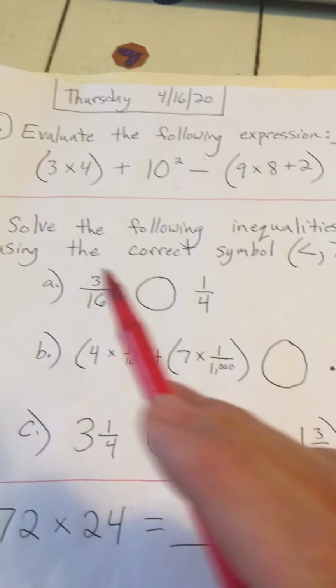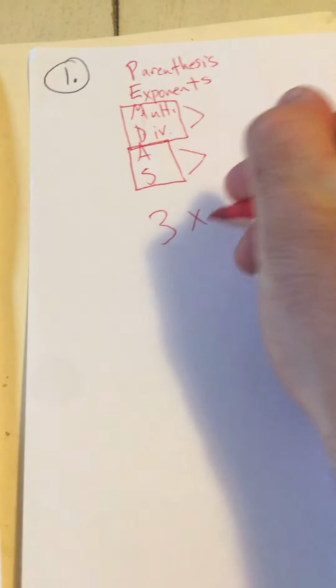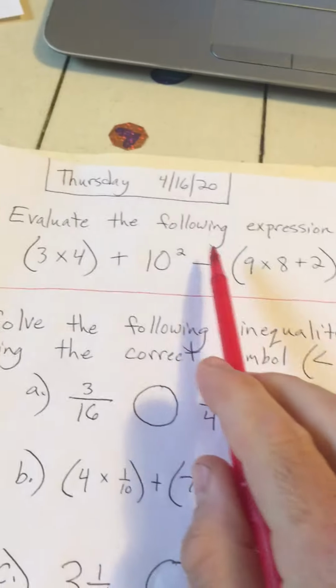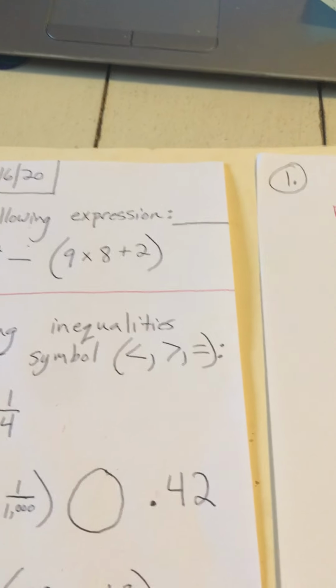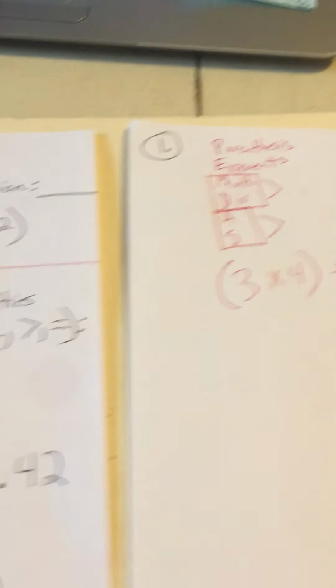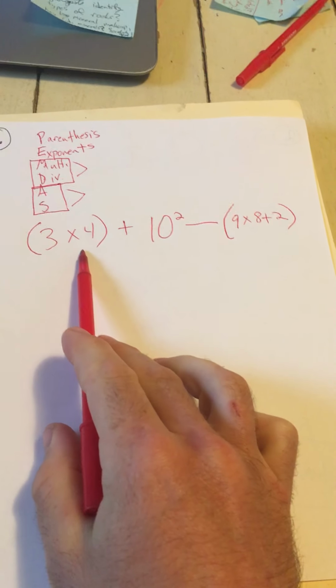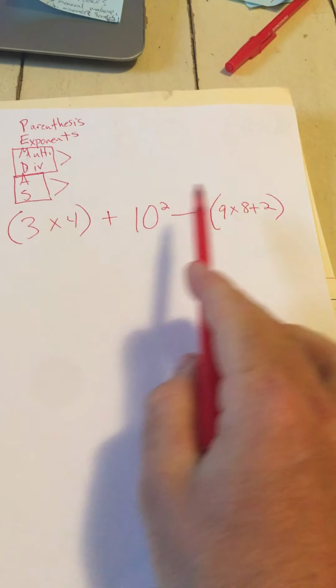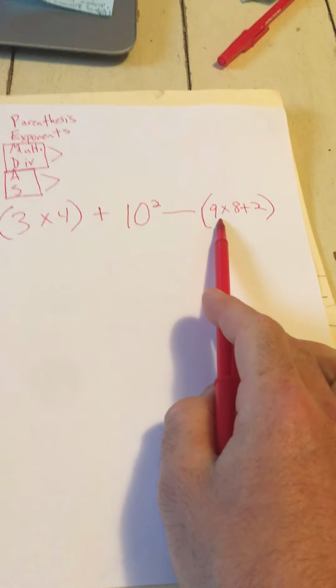Okay. So I'm going to rewrite this whole problem over here. 3 times 4 in parentheses, plus 10 to the second power, that's an exponent, minus 9 times 8 plus 2 in parentheses. So just check carefully. 3 times 4 plus 10 to the second power minus 9 times 8 plus 2.